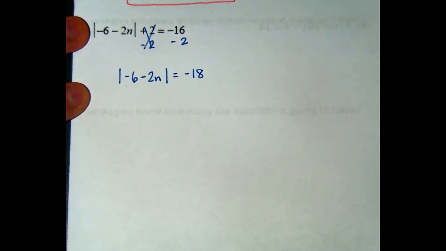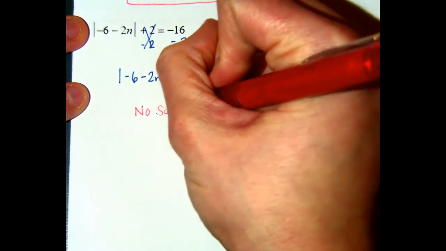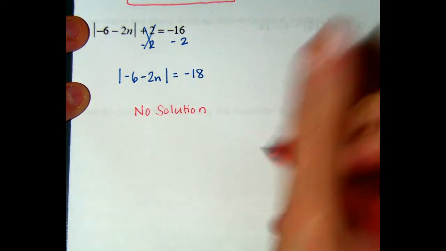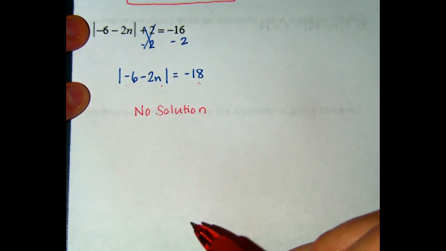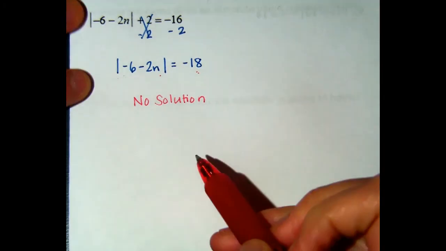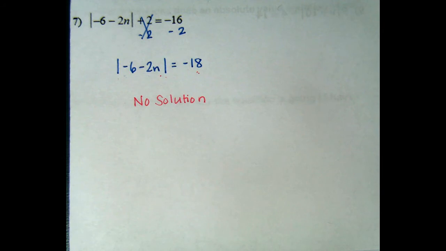Since it is not possible, my answer is no solution. I know it is a no solution because an absolute value by itself cannot equal a negative number. So if you see that, after you get the absolute value by itself, you cannot continue. You need to write no solution.